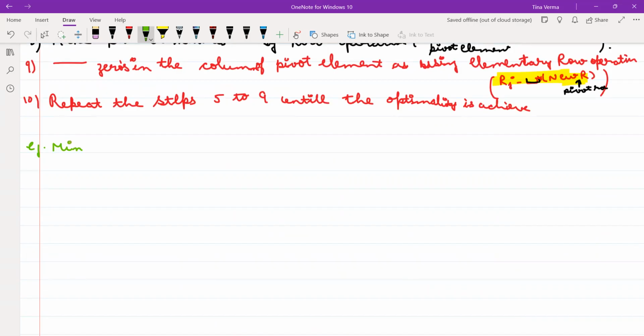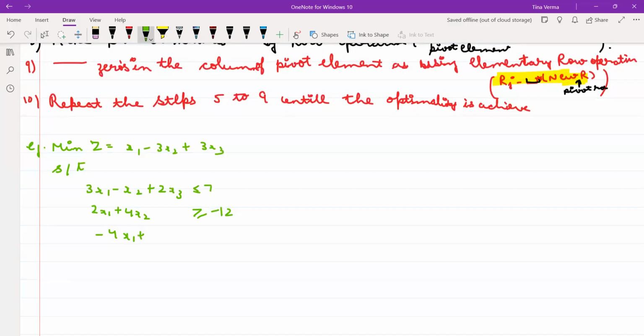Suppose the question is minimization z = x1 minus 3x2 plus 3x3 subject to the constraints 3x1 minus x2 plus 2x3 less than equal to 7, 2x1 plus 4x2 greater than equal to minus 12, minus 4x1 plus 3x2 plus 8x3 less than equal to 10, x1, x2, x3 greater than equal to 0.